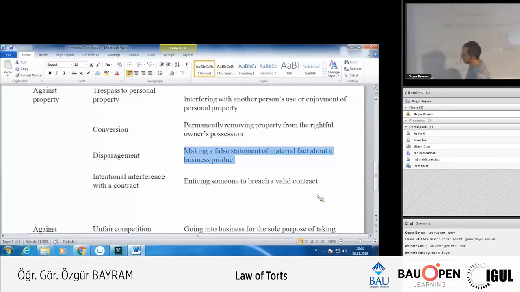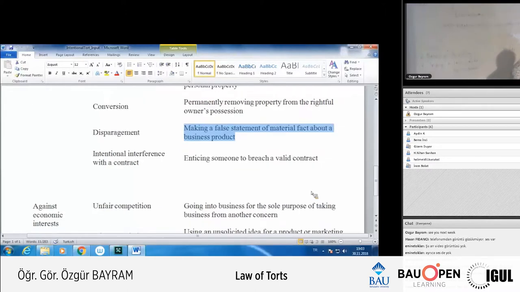So Apple company is saying that their rival Samsung phones are bad. Please do not use Samsung. So that's disparagement. Do you understand that? Defamation to a company product or a service. Doesn't have to be product. Hizmettir. Intentional interference with a contract: enticing, urging someone to ihlal, breach a valid contract.